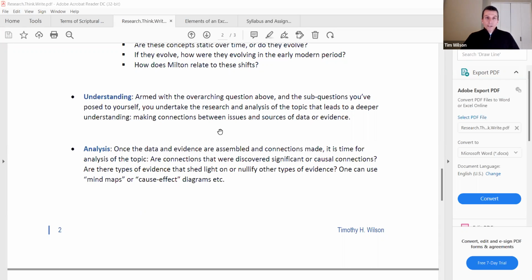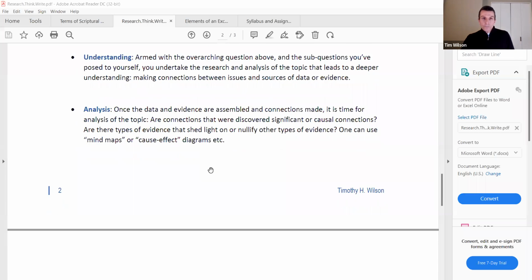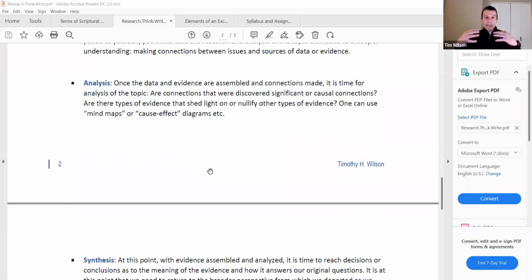You've posed yourself these questions, you undertook some research and analysis of the topic, which leads to a deeper understanding, making connections between issues and sources of data or evidence. And you want to undertake an analysis of these points of data and evidence. You don't want to just rest there with what you've been fed. Even if you feel like you understand the play a bit better, you understand the question a bit better, you want to be able to take apart and analyze the data and the evidence from which you've already made some connections.